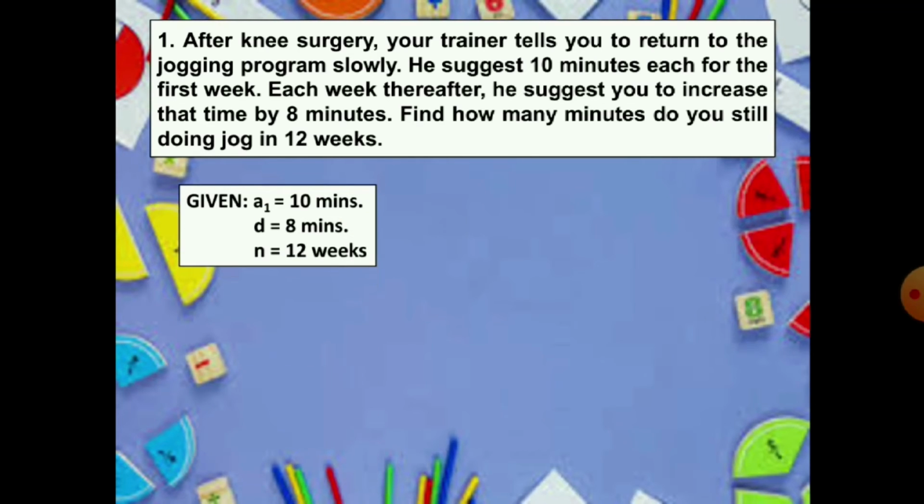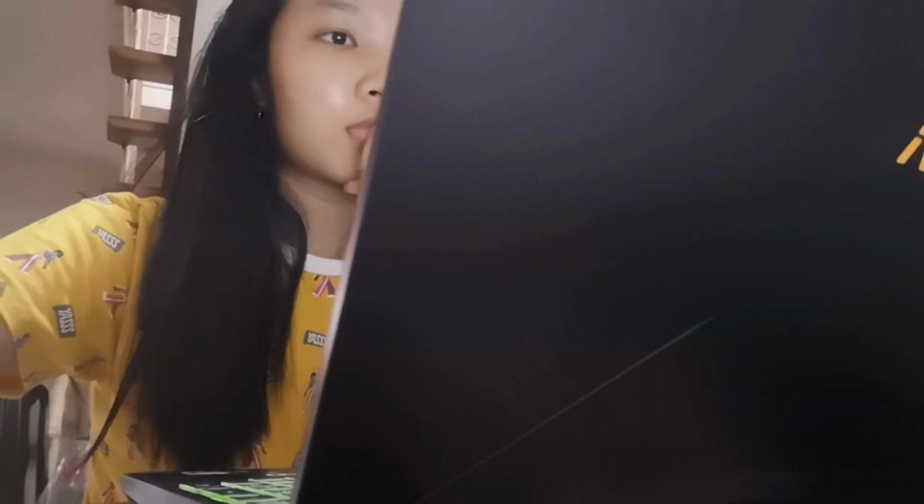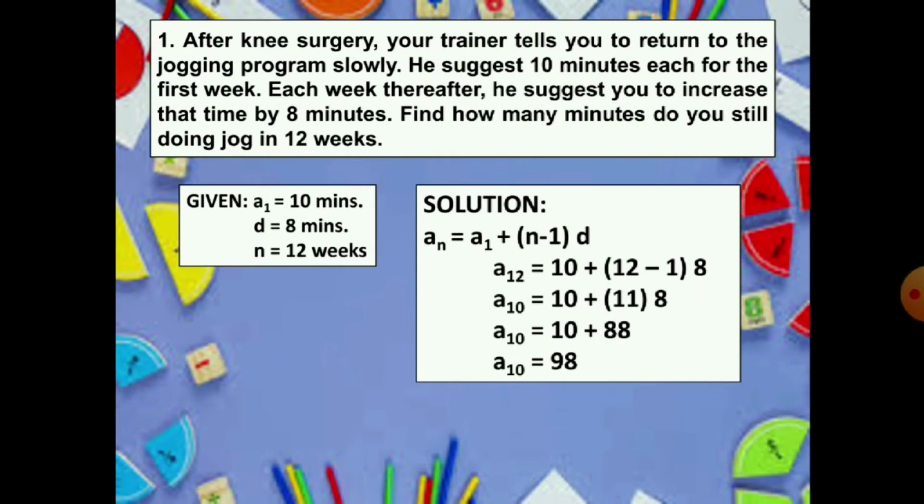The given is a sub 1 is equal to 10 minutes, d is equal to 8 minutes, and n is equal to 12 weeks. The solution is we need to follow this formula. A sub n is equal to a sub 1 plus the difference of n minus 1 times d.